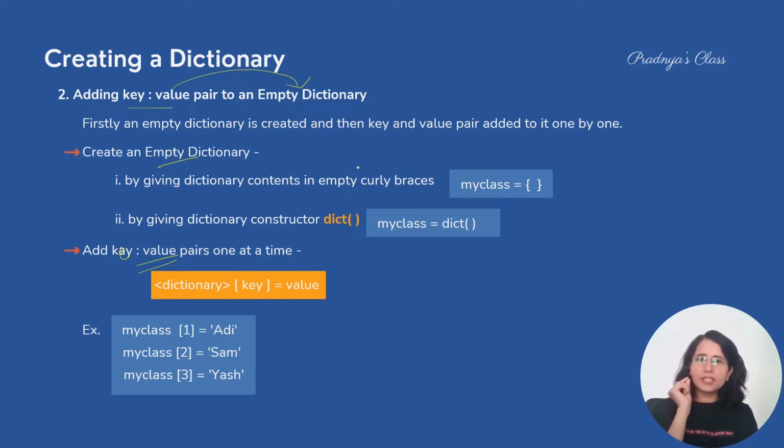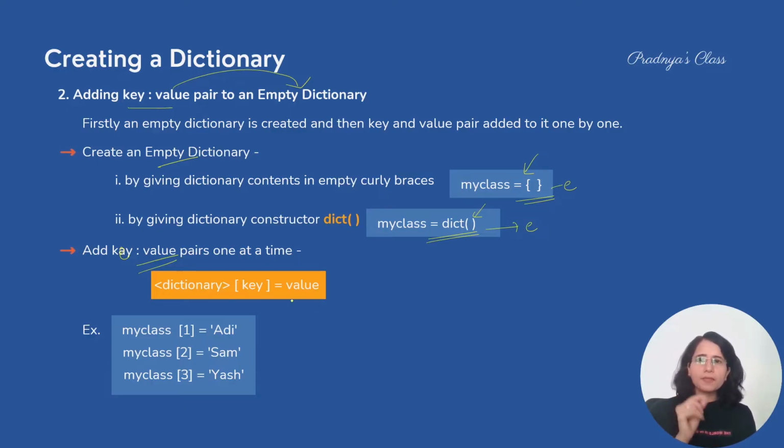To create an empty dictionary we have two options. The first way is we can write the empty curly brackets. It means it is an empty dictionary. And the second way to create an empty dictionary is we can use this dict constructor without any argument. So it will also create the empty dictionary. So we created an empty dictionary.